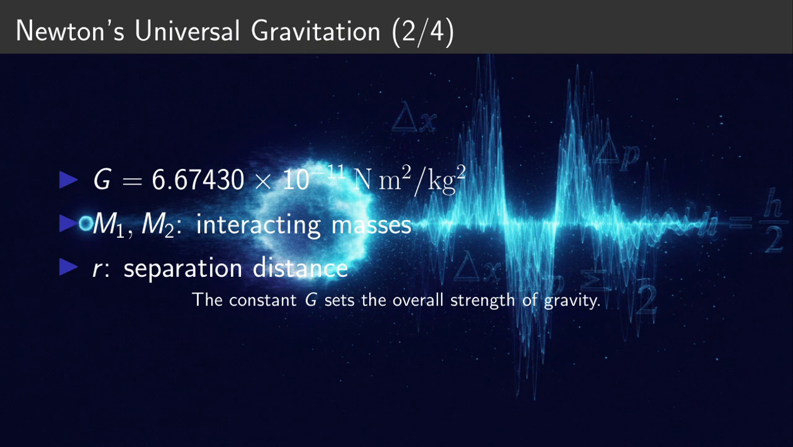Here, G is the gravitational constant, which sets the overall strength of gravity. M1 and M2 are the interacting masses, and r is the distance between them. Together, these define the gravitational force.